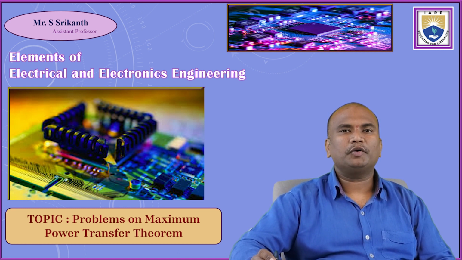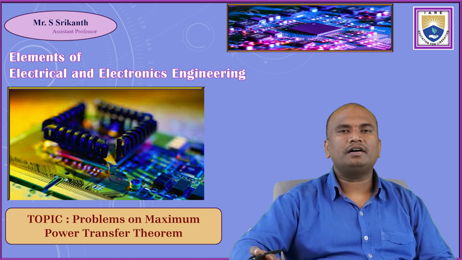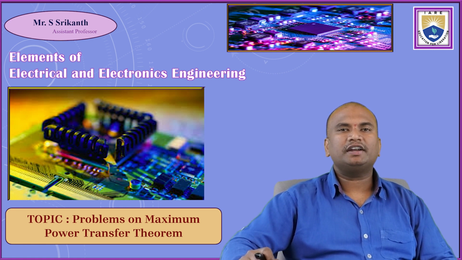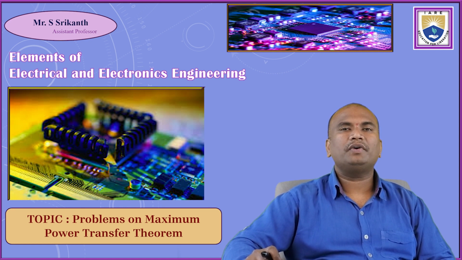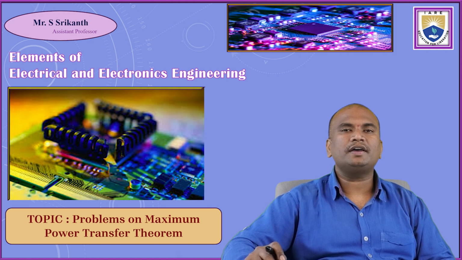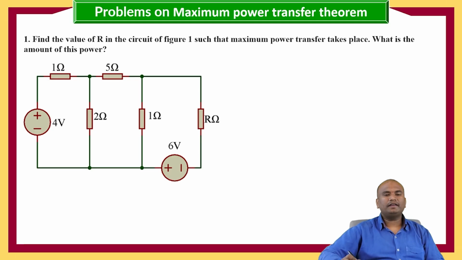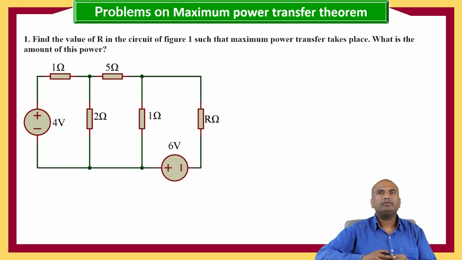In this session, I'm going to discuss some problems on maximum power transfer theorem. The maximum power transfer theorem states that the maximum power will be transferred to the load only when the load resistance is equal to the source resistance. So for that, we need to convert whatever the circuit into a single voltage source in series with a resistance. That is nothing but by using Thevenin's theorem. That is, source resistance is nothing but our Thevenin resistance.